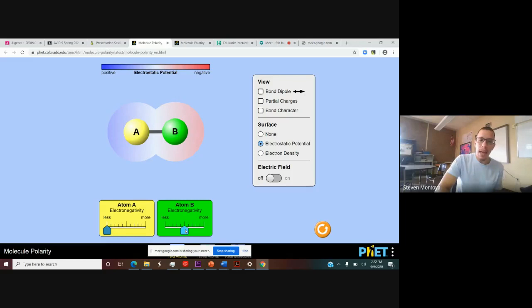Now I'm going to increase atom B's electronegativity. Okay. I'm going to slowly increase it. Watch what happens to the charge field, the charges coming out of each atom. Look at the color. Okay, the color is getting darker. That means the charges on each end of the molecule are becoming stronger. Okay.